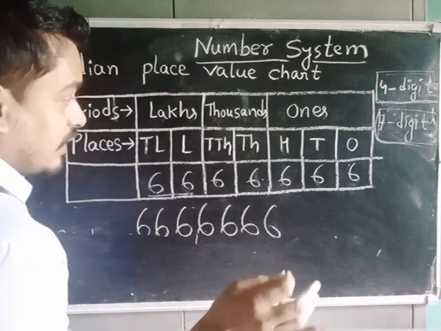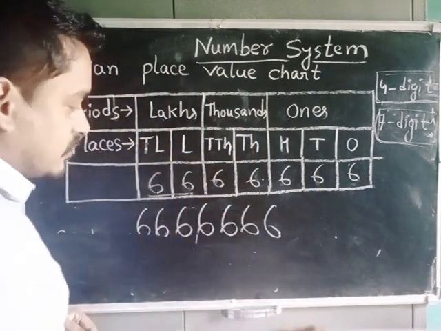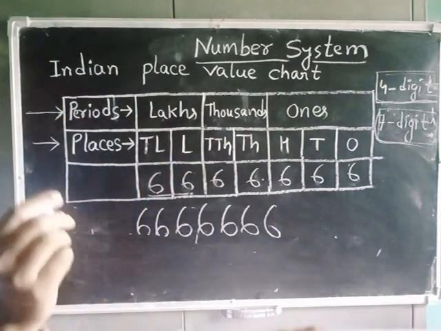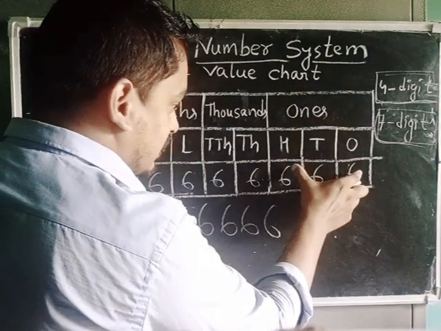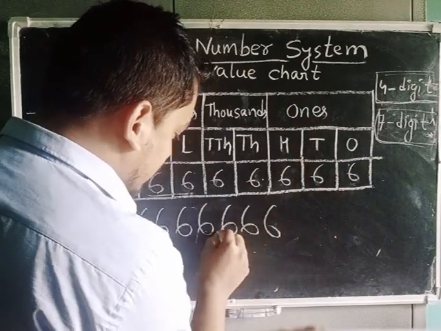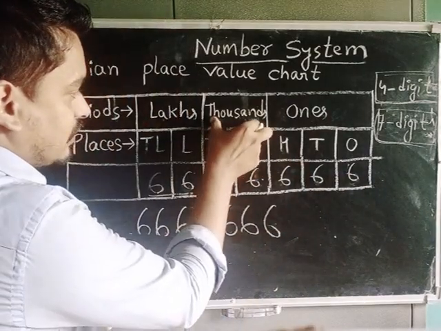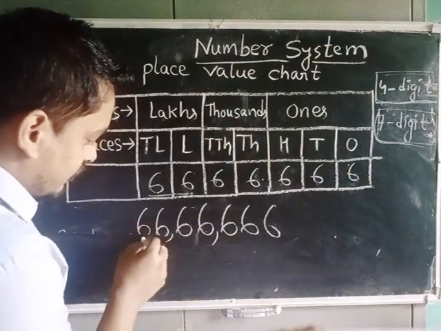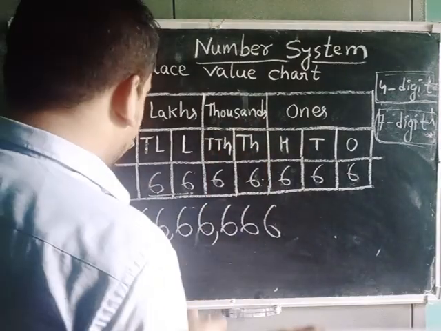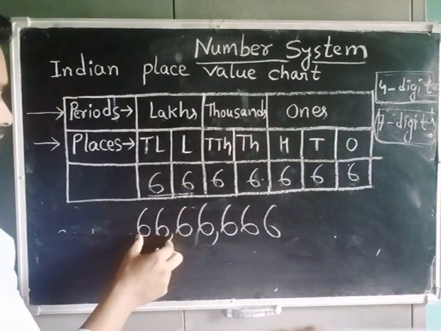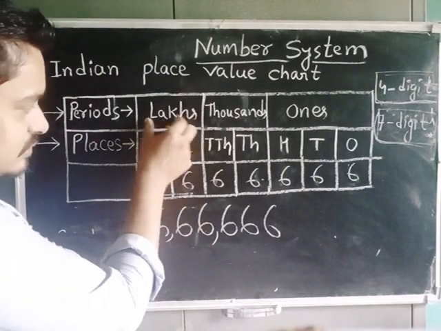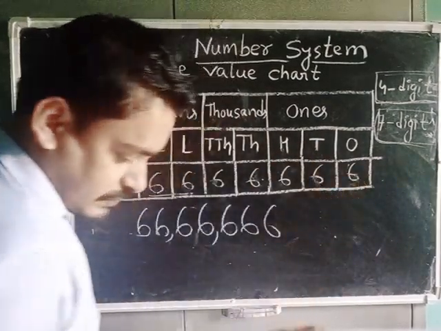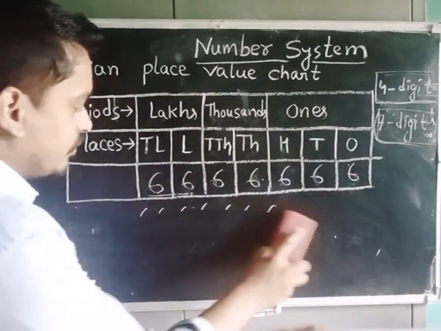Another thing, let us use the commas. I told you already, after every period there should be a comma. In the ones period 3 groups are there, so before 3 digits there will be a comma. Then in the thousands period it is 2 groups, so before 2 digits we have to give a comma. So now you see what number it is: 66 lakh, 66,666. Okay, in this way you have to solve.